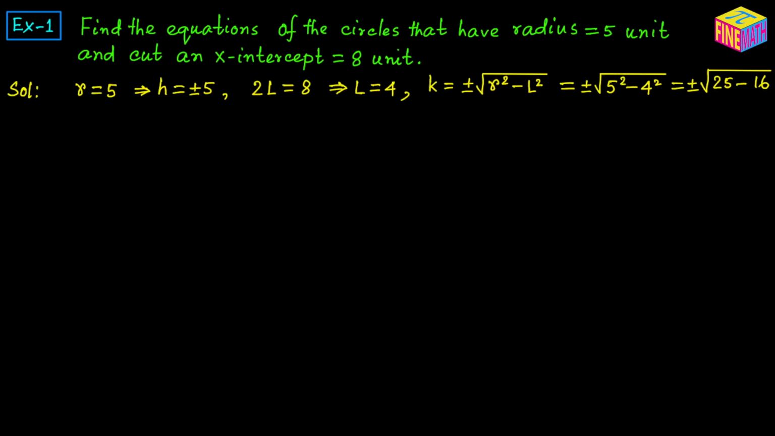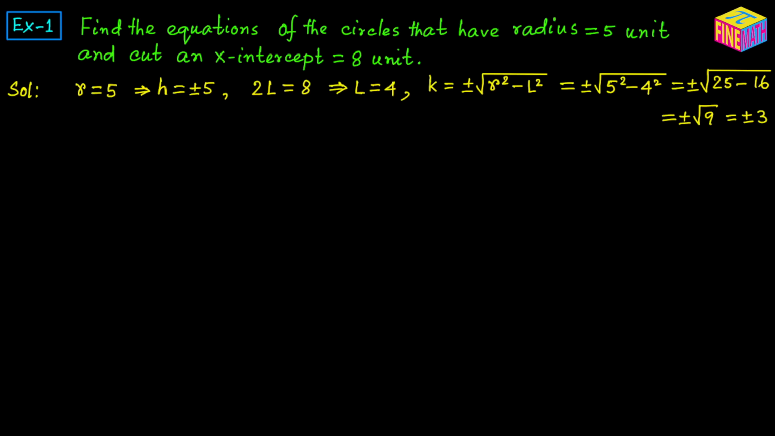And from here if we plug in the values of r and L, k will be equal to plus or minus square root of 5 squared minus 4 squared, which is equal to plus or minus square root of 25 minus 16, and that is equal to plus or minus square root of 9, which is equal to plus or minus 3. So we have found the value of k, which is equal to plus or minus 3, and we also have the value of h, which is equal to plus or minus 5, and we know the radius, so we should be able to create the equations.